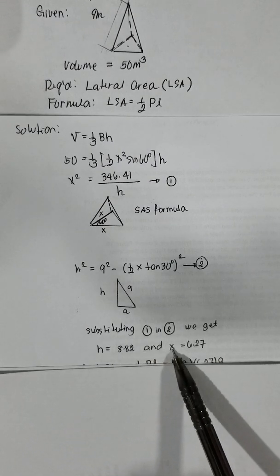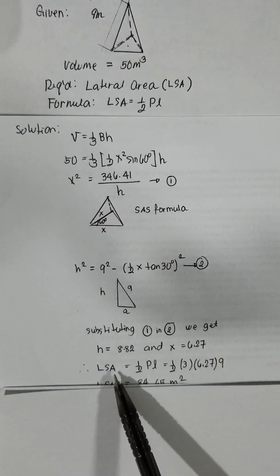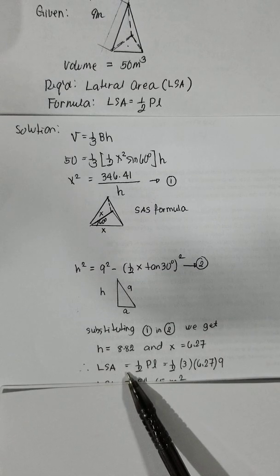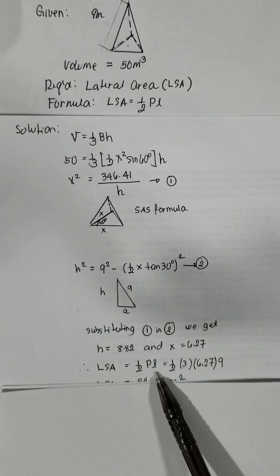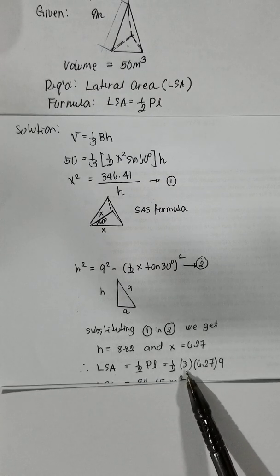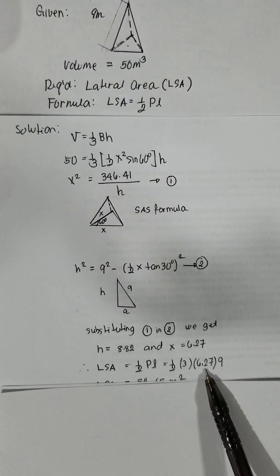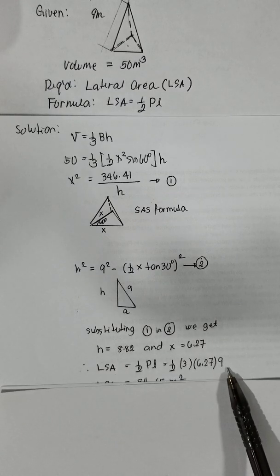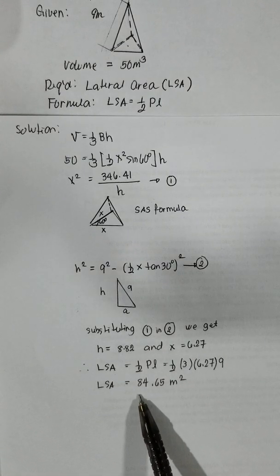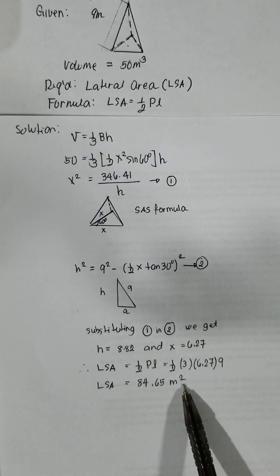Plugging those values, h and the side length, in the formula, lateral surface area is equivalent to 1/2 PL. We have 1/2 times 3 multiplied by 6.27 multiplied by 9, thus giving us the lateral surface area of 84.65 square meters.